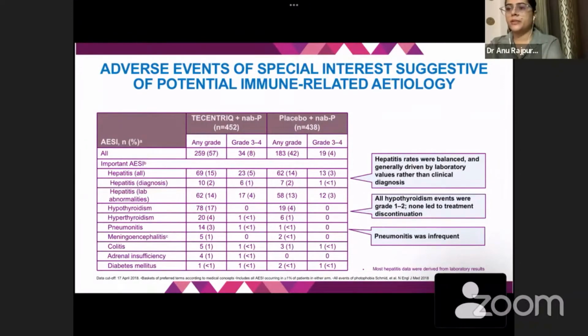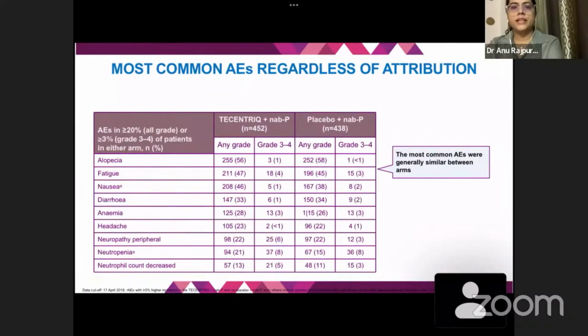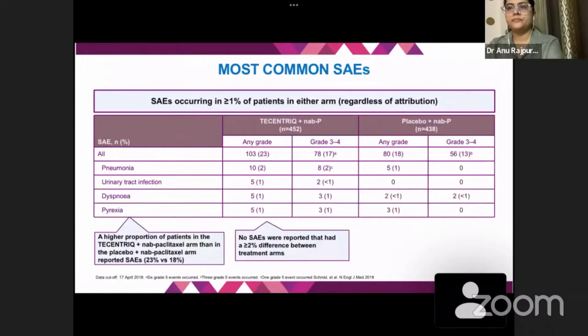All hypothyroidism events were only of grade 1, 2. None led to treatment discontinuation. And pneumonitis was also infrequent. Common side effects were alopecia, fatigue, nausea, diarrhea, cytopenias, headache, neuropathy, and they were balanced in both the arms.